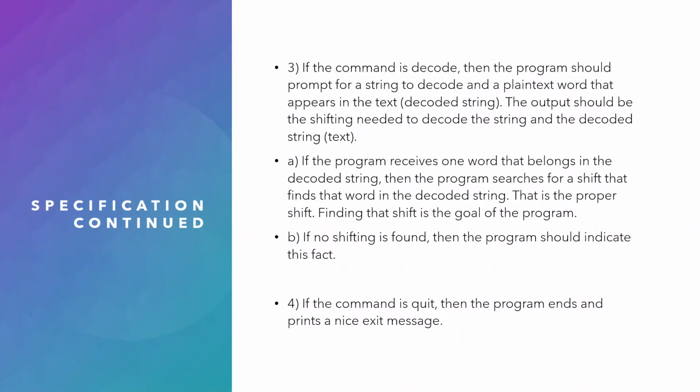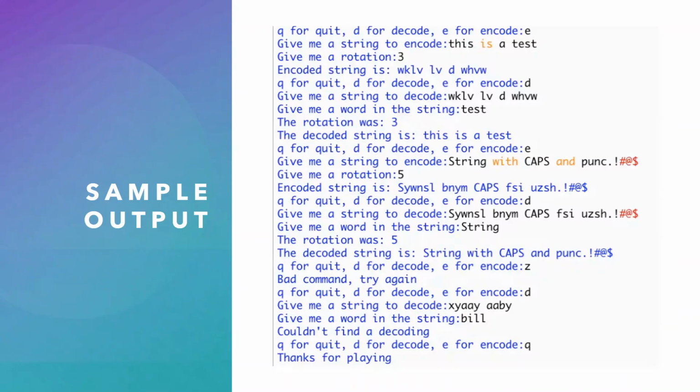And then more specifications: if the command is decode, then the program should ask for the string to decode and some word that might exist in that decoded message, right? And then basically we need to find out the shift, like what was that shift that was applied when this was encoded. So there is a separate part for decoding. So if the user says D, I have to do that, right? And then finally, if the user says quit, just stop the program. Okay, so let's apply the strategy.